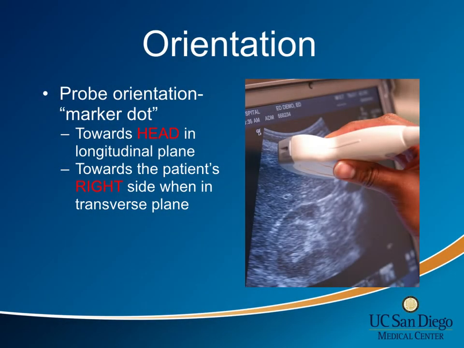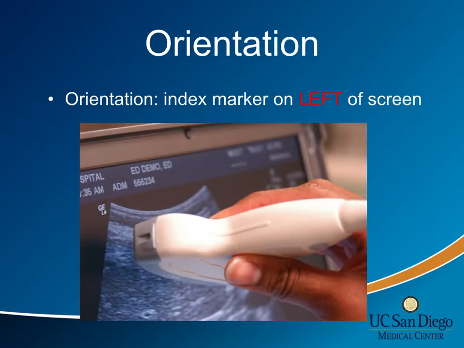As a general practice, you will want to orient the probe with the marker dot pointed either towards the patient's head or towards the patient's right. This will correspond to the index marker on the left side of the screen. There are some exceptions to this, such as the orientation for the cardiac exam and procedural orientation that will be discussed further in other lectures.